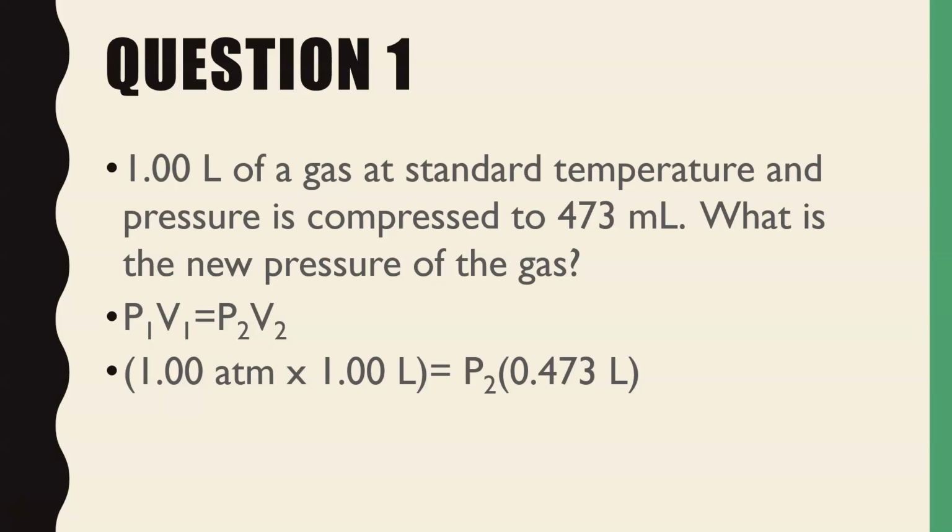Now somewhere you may have gone wrong is although volumes can be in milliliters or liters, they both need to be in the same thing, either liters or milliliters, but we can't have one in each. So I chose to convert my milliliters to liters and made it 0.473 liters. Now I'm left just solving for P2, which I accomplish by dividing by 0.473. And that should have gotten you your answer of 2.11 atmospheres.